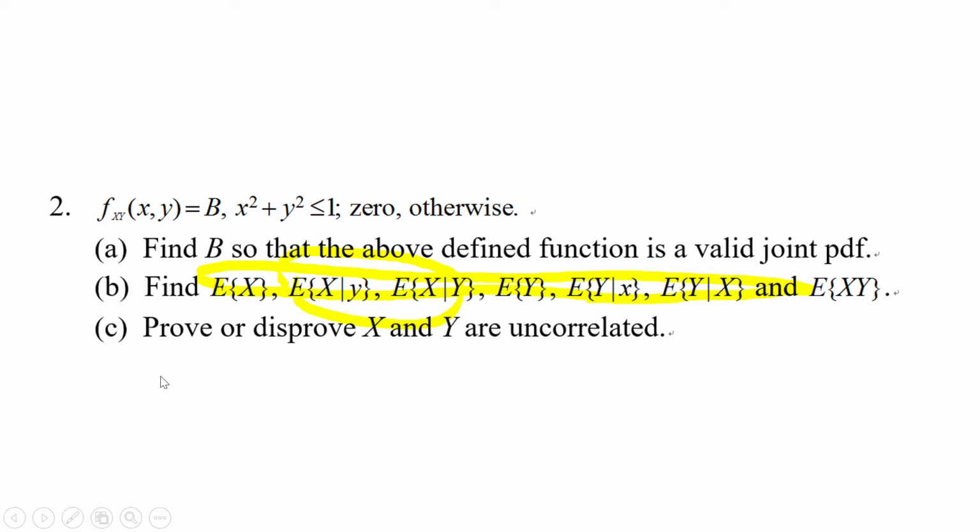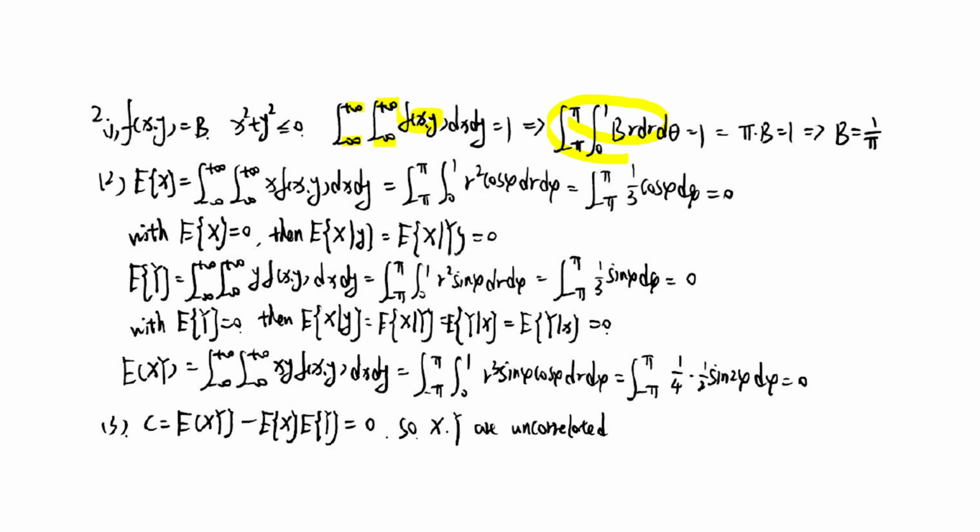And the third question is, prove or disprove that X and Y are uncorrelated. Just like what we did in question 1, the last question, we need to focus on the value of c, where c is equal to E[XY] minus E[X] multiplied by E[Y], and based on what we have calculated in question 2, c is equal to 0, so X and Y are uncorrelated. So that's all. Thank you.